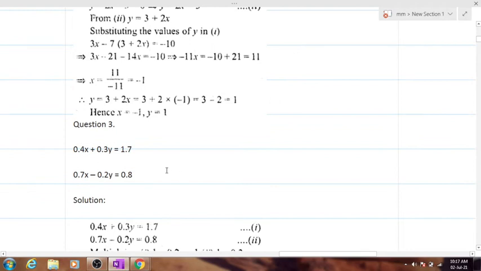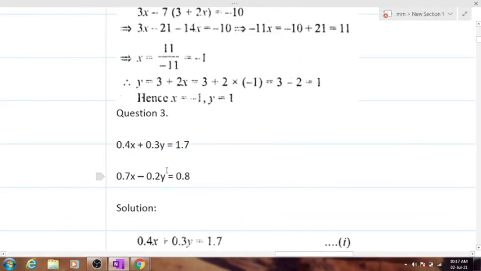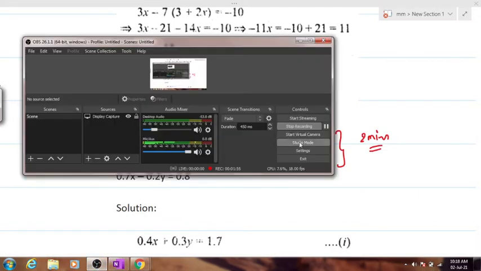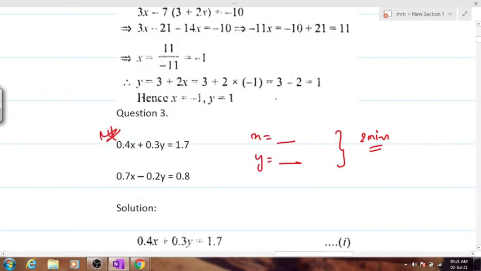Can everybody see the question properly? I want you to calculate the answer for x and y and tell me first. You'll have exactly 2 minutes to solve. After that we'll start the recording again. Now 3 students have already answered. Very good. 2 and 3 is the answer people have told.